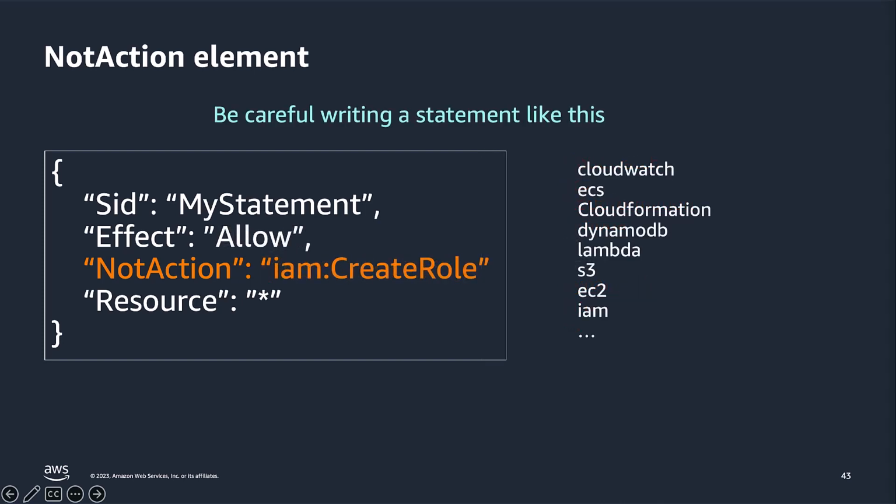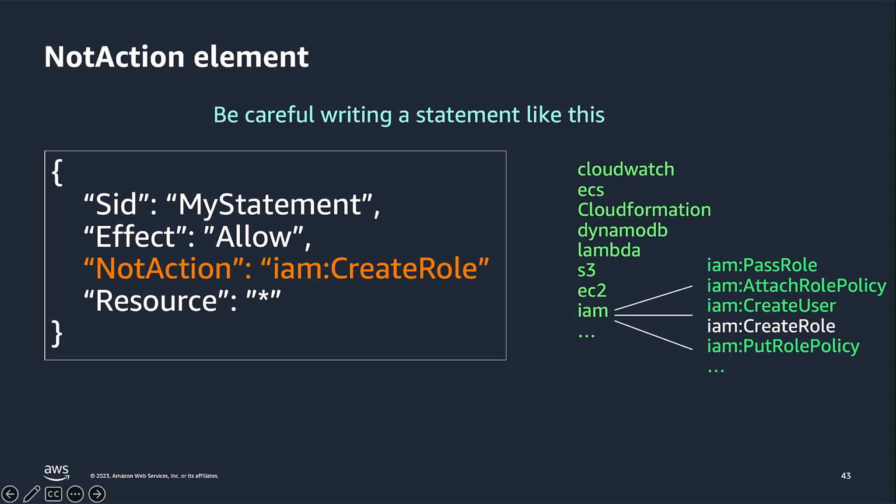Now, what about a not action with an allow? This policy might make sense at first glance. Maybe I'm an admin and I'm trying to write a policy to stop someone from creating a role. But what actually happens when you write a policy like this? In green are the actions that I've allowed when I write a policy like this. And you can see that you end up allowing every action except for the single IAM create role action. And there are thousands of actions. So this is effectively an administrative policy. If you find yourself using not action with an allow statement, think very carefully about what you're trying to do. Most of the time there are better ways to write that policy.